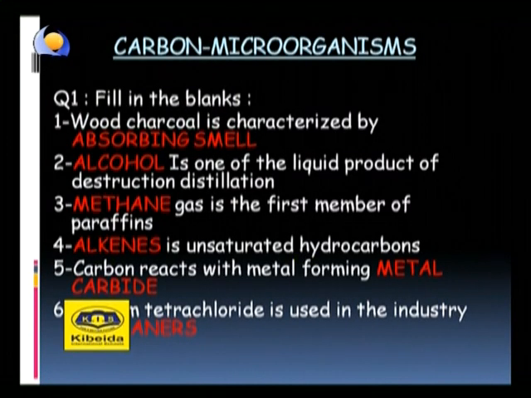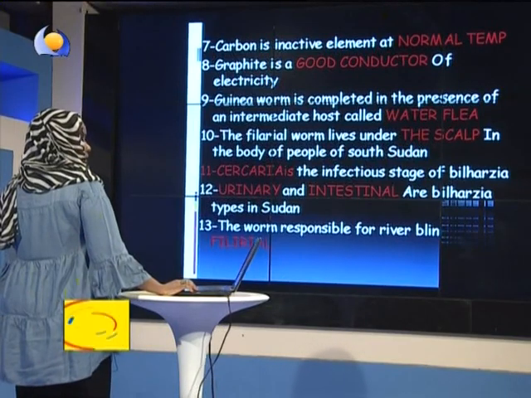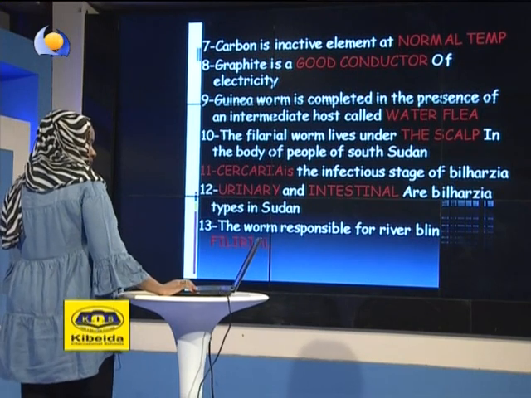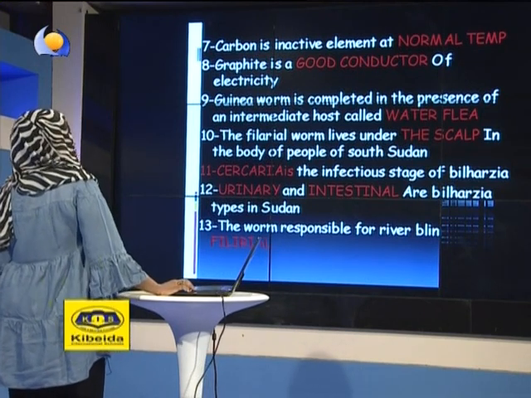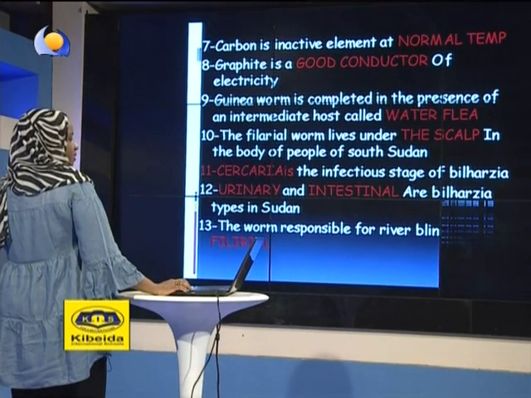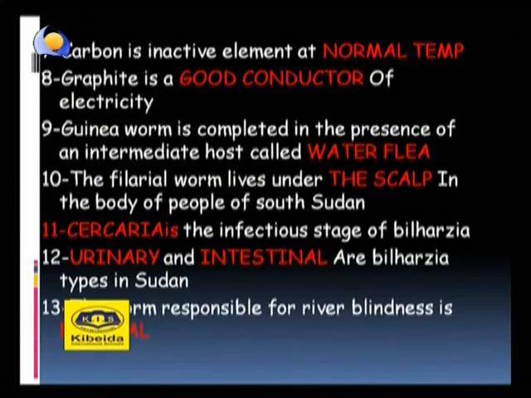Six, carbon tetrachloride is used in industry or manufacture of cleaners. Carbon is an inactive element at normal temperature, so if we want to form different substances using carbon, we have to change the medium by heat or electricity. Number eight, graphite is a good conductor of electricity, and that's why graphite is used in making electric cells.